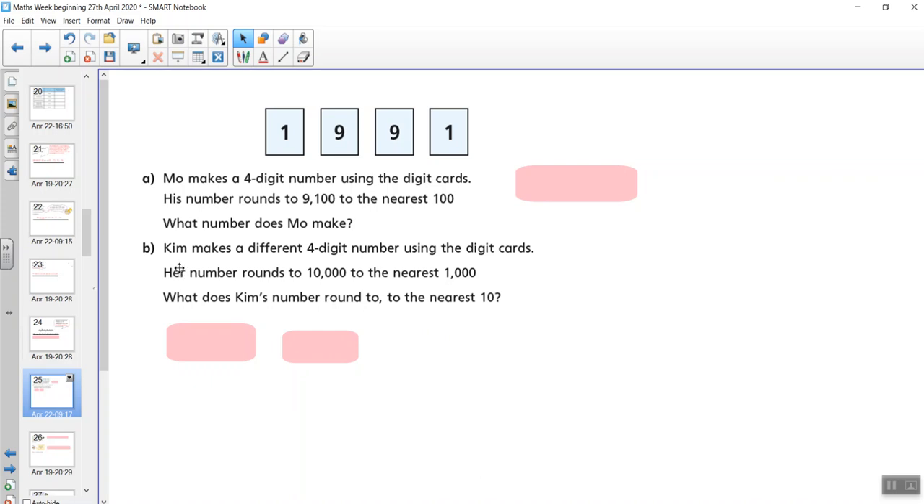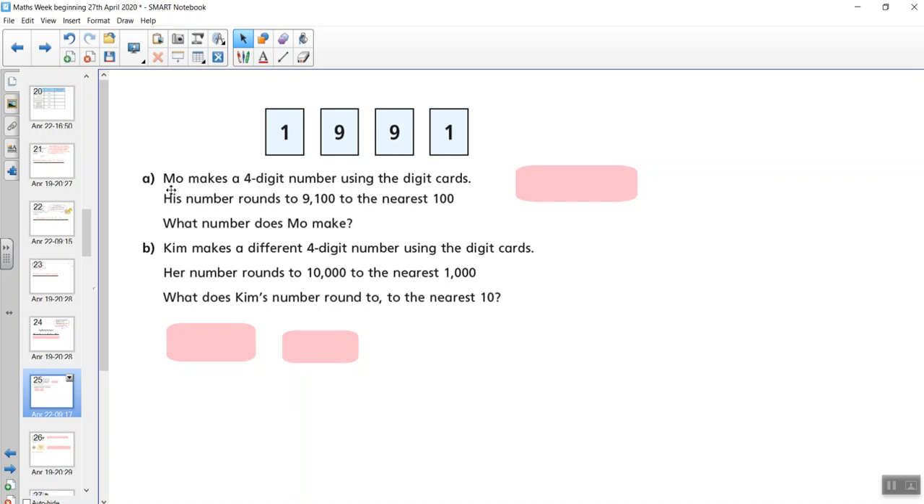Kim makes a different 4-digit number using the digit cards, so you can't use the same one as up here. A number rounds to 10,000 to the nearest 1,000. So when you round Kim's number to the nearest 1,000, it comes to 10,000. What was her number? And what does Kim's number round to the nearest 10? So you've got to think about Kim's number, and then you've got to round Kim's number to the nearest 10. Pause the video and have a go.